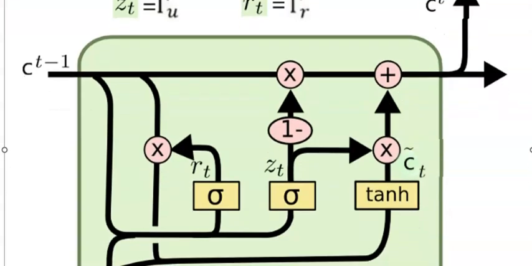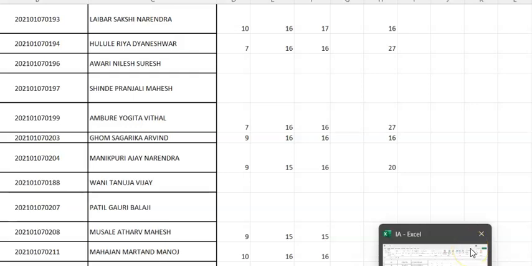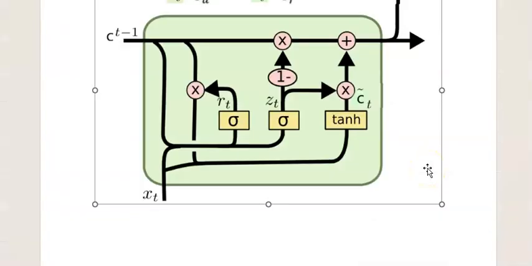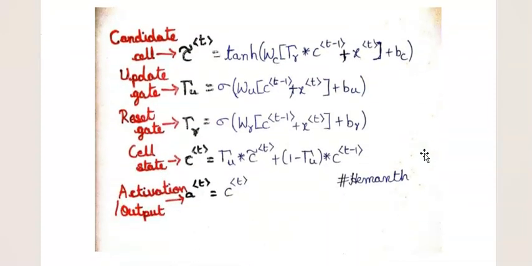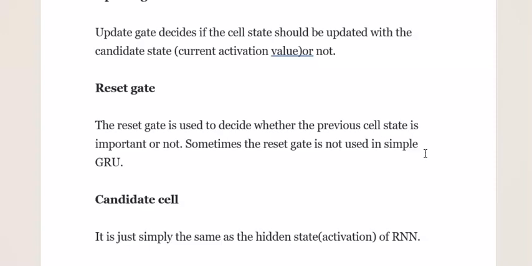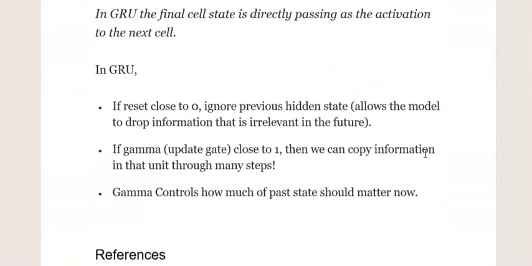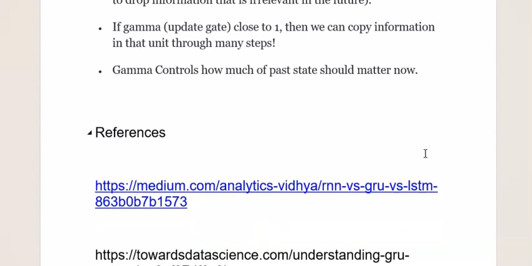So this is basically another version of the architecture. These are the equations that we have seen previously, the same thing. Then we have an update gate, reset gate, candidate cell, and final state. All this information I will give you.